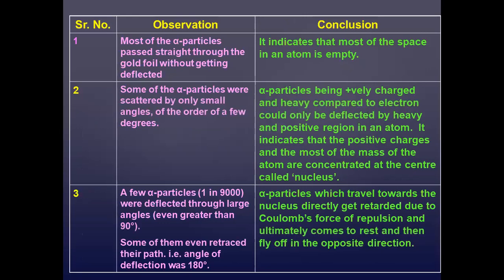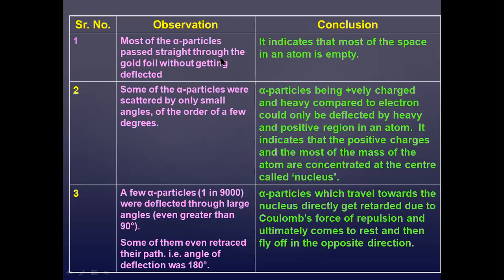What are the observations from this experiment? The first observation: most of the alpha particles pass straight through the gold foil without any deflection. So it indicates that most of the space of the atom is empty. Second observation: some of the alpha particles were scattered by a small angle, of the order of a few degrees, nearly 1 degree. So he concludes that the alpha particle, being positively charged and heavy compared to the electron, could be deflected by a heavy and positive region in the atom. It indicates that the positive charge and most of the mass of the atom are concentrated at the center, and it is known as the nucleus.